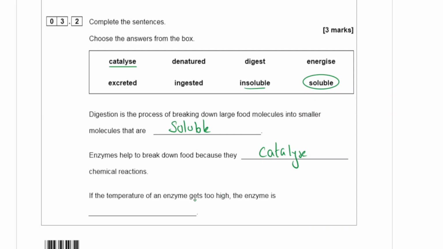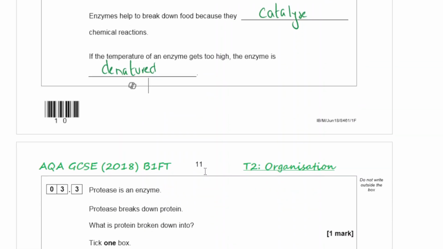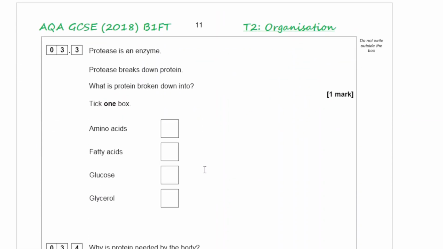If the temperature of an enzyme gets too high, the enzyme is denatured. Which means it breaks down and it's not going to go back to its original shape. Protease is an enzyme. Protease breaks down protein. What is protein broken down into? That would be amino acids.